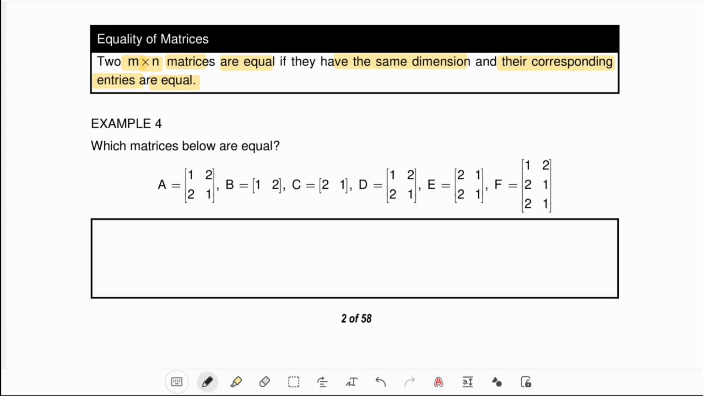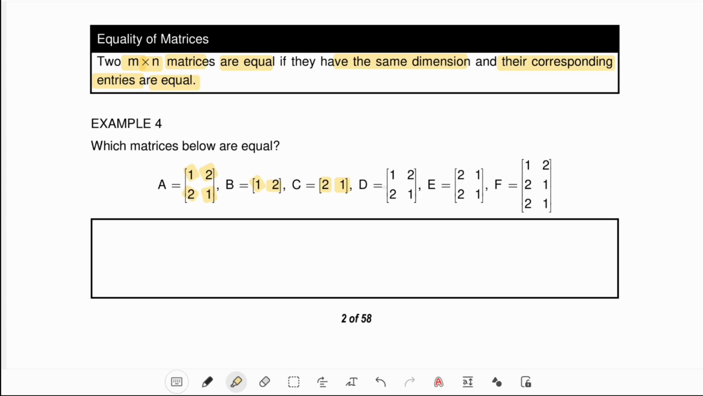From here we have matrix A, 1 2 2 1, and matrix B, 1 2. Obviously A and B are not equal. And then we have matrix C, 2 1, nothing equal to this. Until now we can't identify any matrices that are equal.